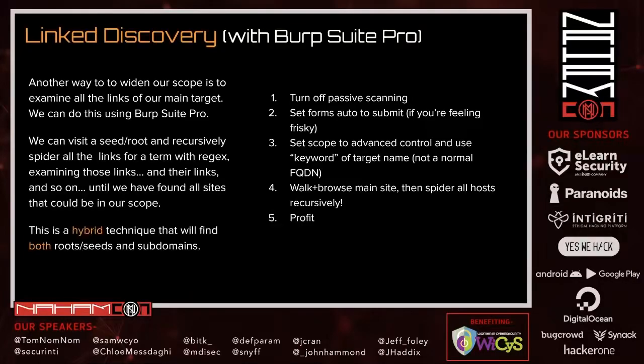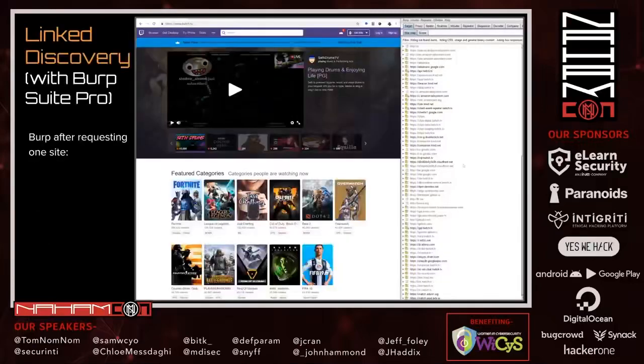The basic thing we're going to do here, which we're going to show, is turn off passive scanning in Burp. You can set forms to auto submit or set them not to auto submit. It just depends on what you want to do. It's a little bit more dangerous to have them set to auto submit. Set your advanced scope control, which we're going to show a picture of, and a keyword of your target name. What's important here is we're not going to use a fully qualified domain name, we're just going to use a keyword. Then we're going to walk the main site and spider it, and then spider all the hosts that come out from our filtered view. We're going to do that recursively until we have a big list of things.